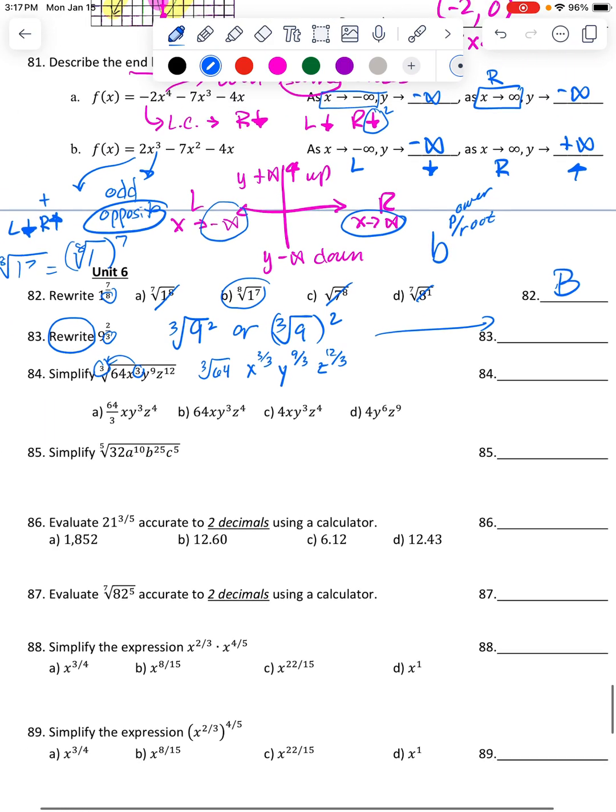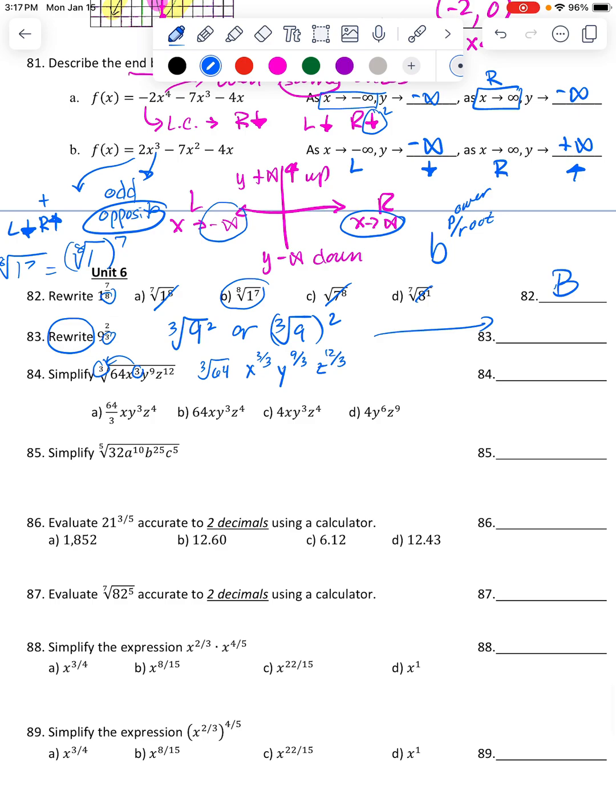You can use your chart or your calculator to figure out that the cube root of 64 is going to be a 4. Here, you just reduce the fraction. So 3 over 3 is 1. Here, 9 over 3 becomes a 3. And here, 12 over 3 becomes a 4th power. So I get z to the 4th power.